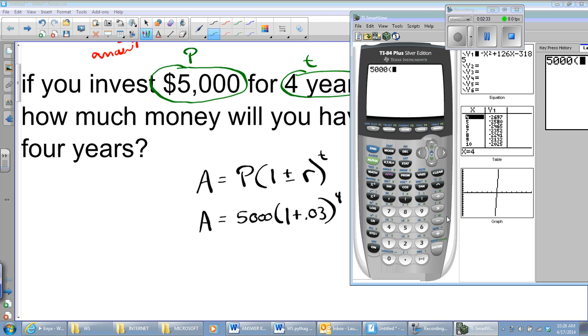I'm going to start a quantity. I'm going to do 1.03. Oops, it doesn't like the decimal point. I always forget about that. So let me go back here. Second, insert, and put the decimal in. Now some of you are saying, Mr. Lawrence, why didn't you put a plus there? Well, I just added 1 plus 0.03 is 1.03. Okay, close my quantity, and I'm going to raise it to the 4th power. And there we go. So at the end of 4 years, I will have $5,627 and about 54 cents.